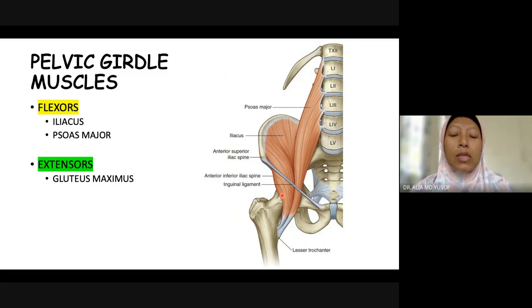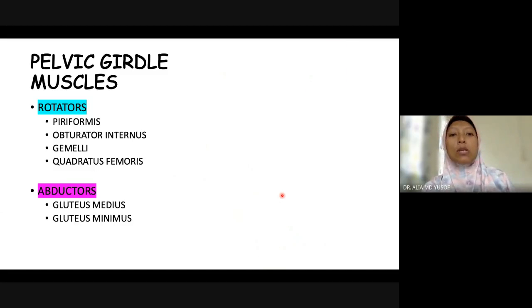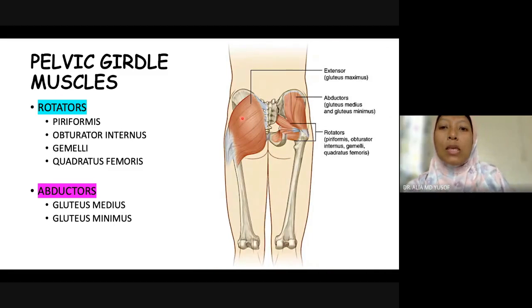Okay, now the extensors, the extensor group is gluteus maximus muscle. Let's take a look at the gluteus maximus. Gluteus maximus is at the posterior part of the gluteal region. Okay, it originates from the spinous processes of sacral bone, and it inserts itself at the iliotibial tract.